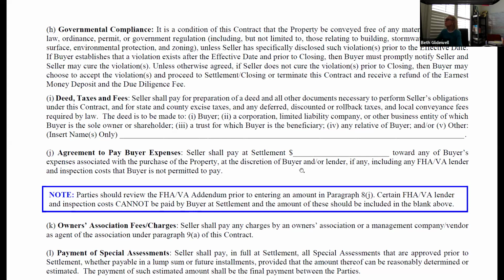Agreement to pay. Beth, did you have a question on that one? If the buyer, say Pete, was buying a house just in his name, but we wanted both our names on the deed, wouldn't you put both our names in this blank? That is correct, yes. Okay, thank you. Buyer expenses: this is a fixed dollar amount, or it can also be a percentage.